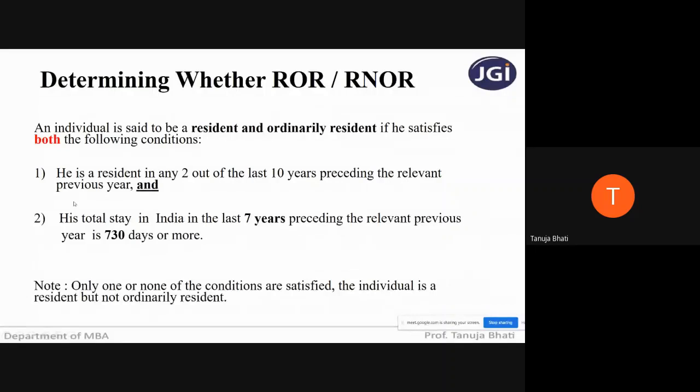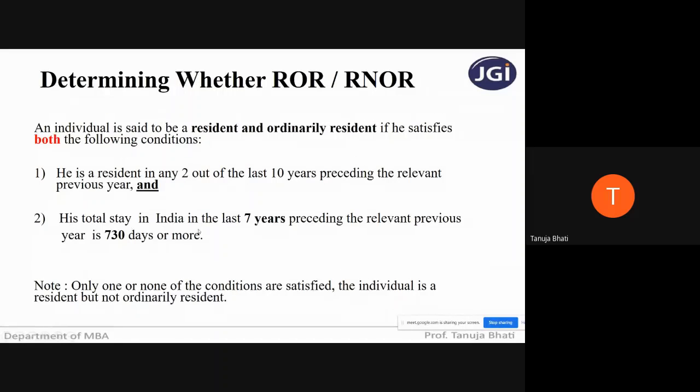If either one is getting fulfilled or none is getting fulfilled, then he becomes RNOR. So what are the conditions? Condition number 1: he is a resident in any 2 out of the last 10 years preceding the relevant previous year. Means whatever the previous year is, in the 10 years preceding that, he should be a resident for at least 2 years. Out of 10 years, at least 2 years, he should be a resident. In any 2 years, it can be.